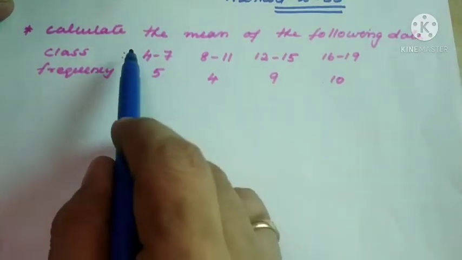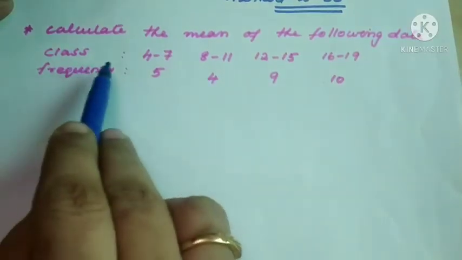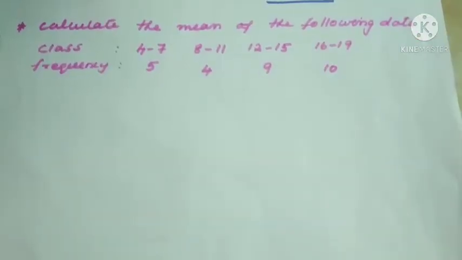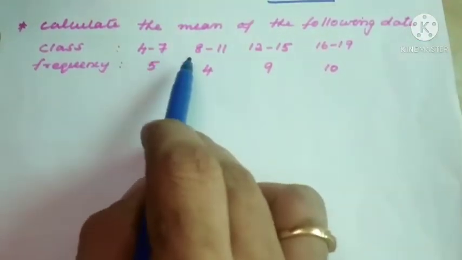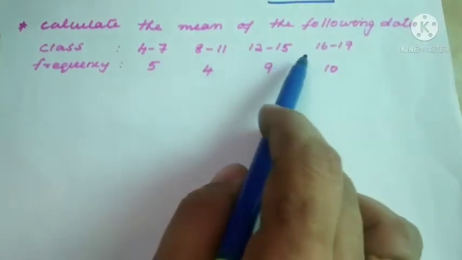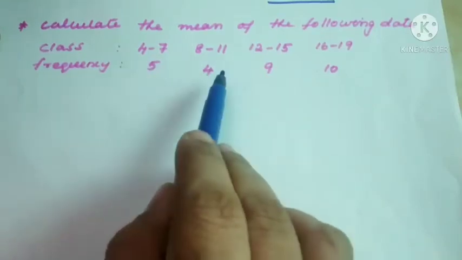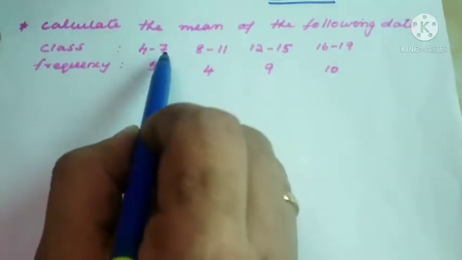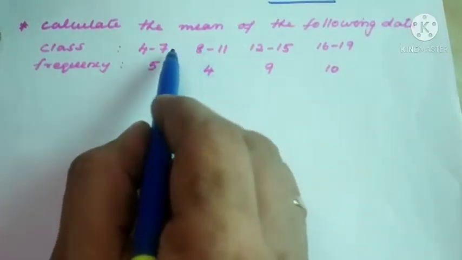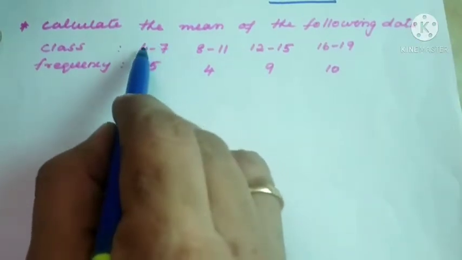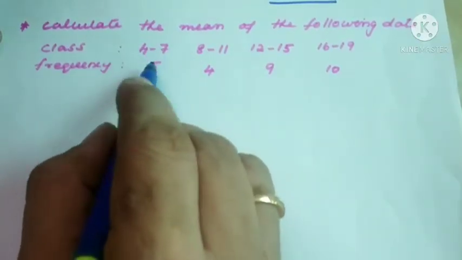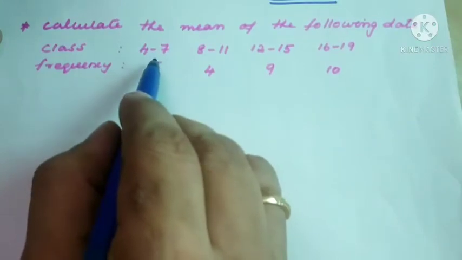Now see this question. Calculate the mean of the following data. Class intervals 4 to 7, 8 to 11, 12 to 15, 16 to 19. Corresponding frequencies 5, 4, 9, 10. 4 to 7, then starting with the 8. That means both 4 and 7 are included here. So it is an inclusive type of class interval.